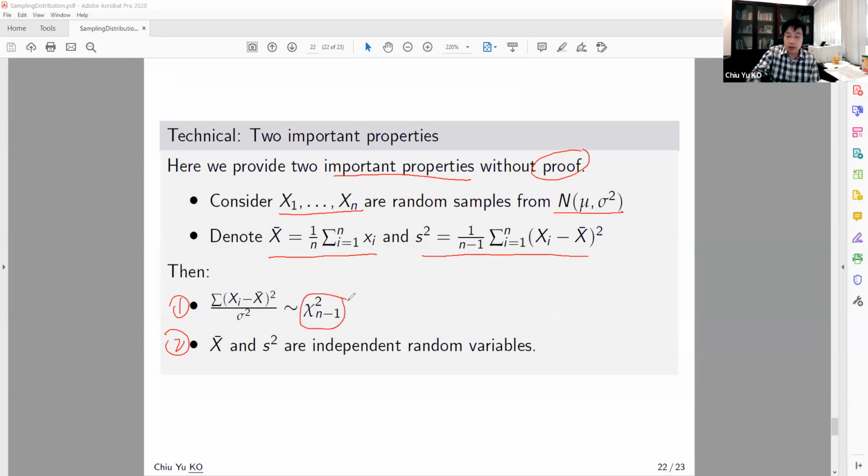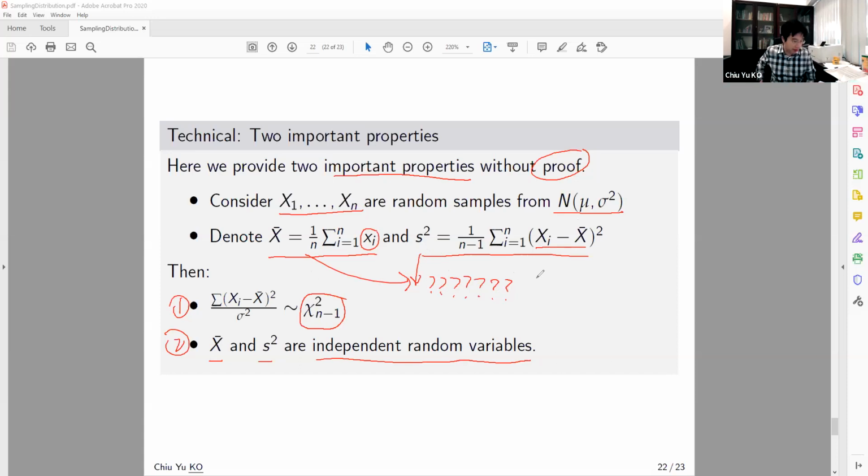Okay, and we don't explain why this is true, but that is it. It turns out S and X bar are independent. That is pretty amazing though, because X bar is the sum of the X, and S is also computed from the X, right? And it turns out these are independent. It's pretty surprising. It's not easy to explain why, but it turns out they are independent.